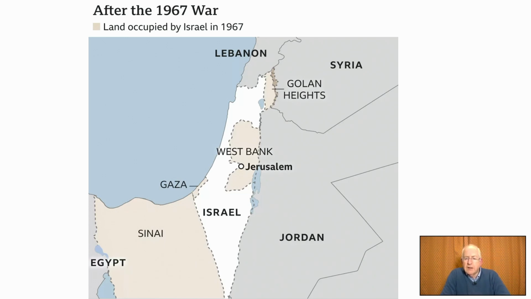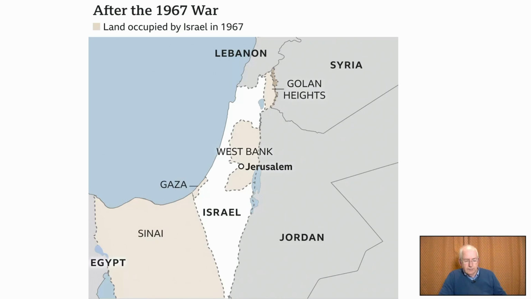Now, the Golan Heights is very significant as far as Israel is concerned, because it's a very high place, and anybody who owns the high places will realise that they control the whole area. Also worth noting at that point that Jerusalem was reunited. There was no longer an East Jerusalem and a West Jerusalem, but the whole of Jerusalem was united under Jewish control.